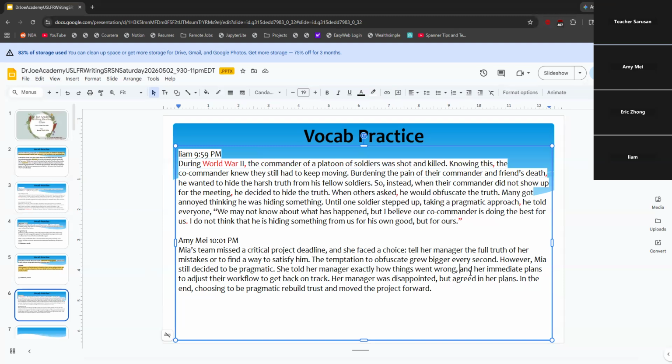I don't think we need this comma. And her immediate plans to adjust their workflow to get back on track. Her manager was disappointed but agreed in her plans. We can probably say with her plans. More common wording in this situation. In the end, choosing to be pragmatic, rebuilt trust and moved the project forward.